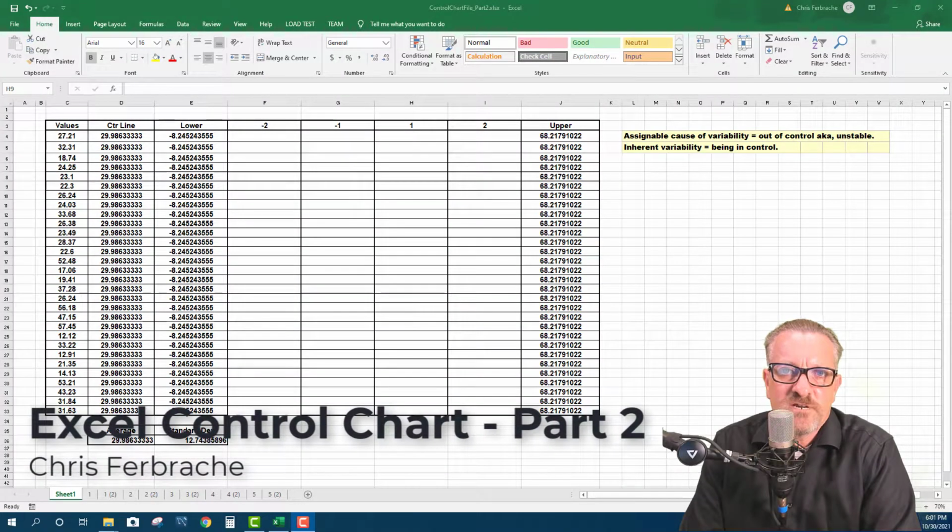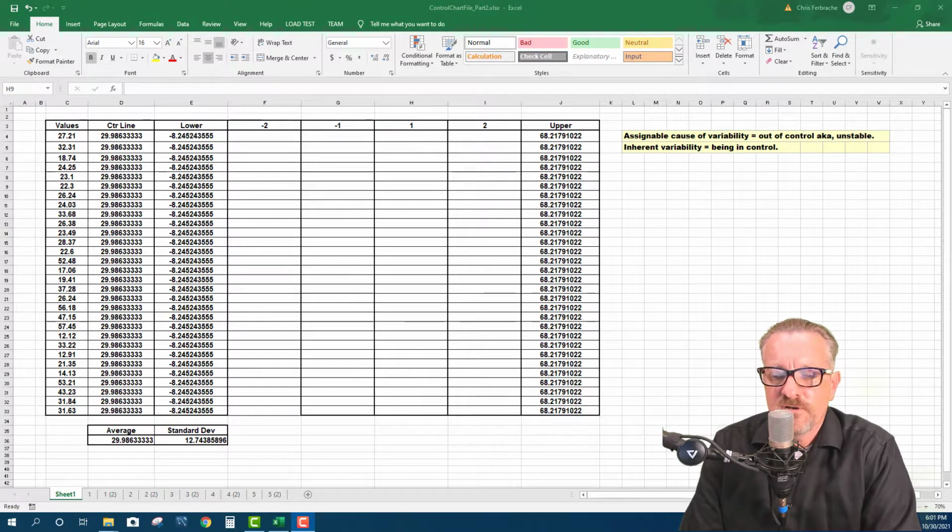This is Chrisferb, and I'm going to review how to perform a basic analysis of a control chart. They also call them a statistical process control chart.